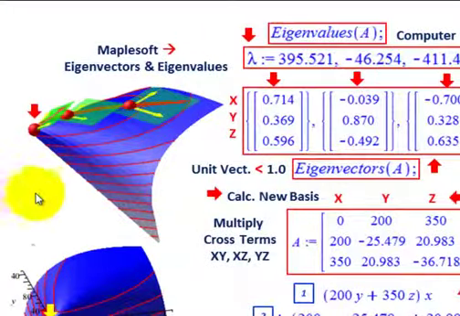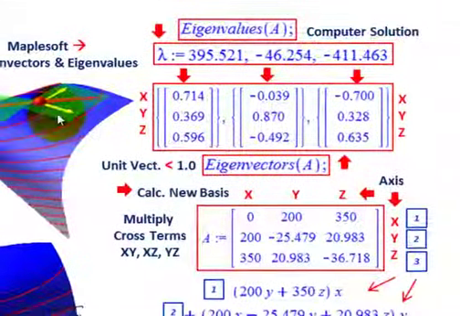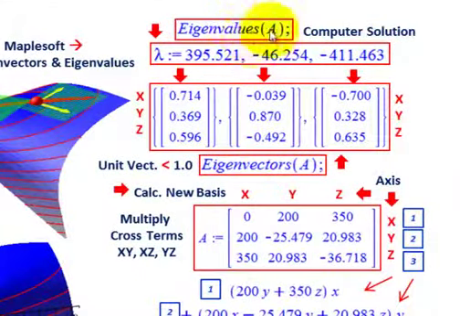So let's go up and look at what we're talking about. Actually what we're dealing with is this function, and we're really following around the gradient path, and I'm just looking at a particular point, that solution point that we put into our Hessian matrix. Okay, so we have our eigenvalues for our matrix. That's what we're showing here: 395, minus 46, and minus 411.